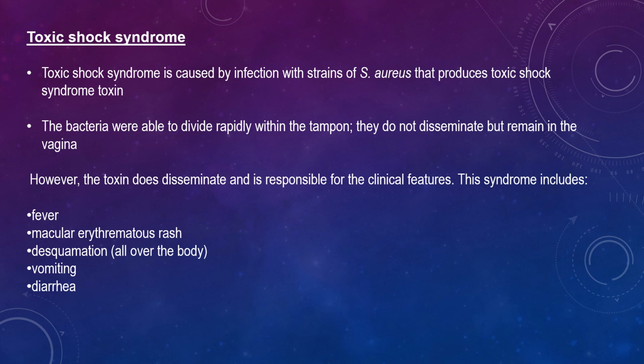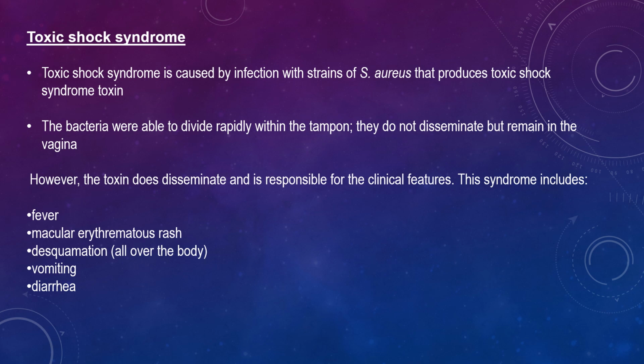Another topic I want to touch upon in regards to S. aureus is toxic shock syndrome. This is caused by infection with strains of S. aureus that produce toxic shock syndrome toxin. It can be associated with a wound in which the bacteria multiply rapidly, but it became particularly prominent to the public in previous years when S. aureus infection was found to cause toxic shock syndrome that was seen after the use of certain tampons.